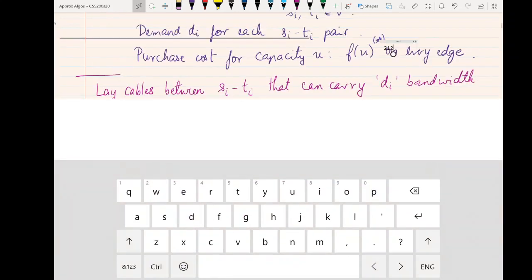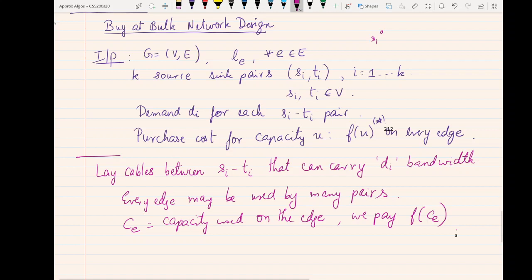So here, say S1 and T1, and to route this I use the path, and of course you needed to use at least d1 amount of bandwidth on this cable. Okay, now suppose you had S2 and T2.